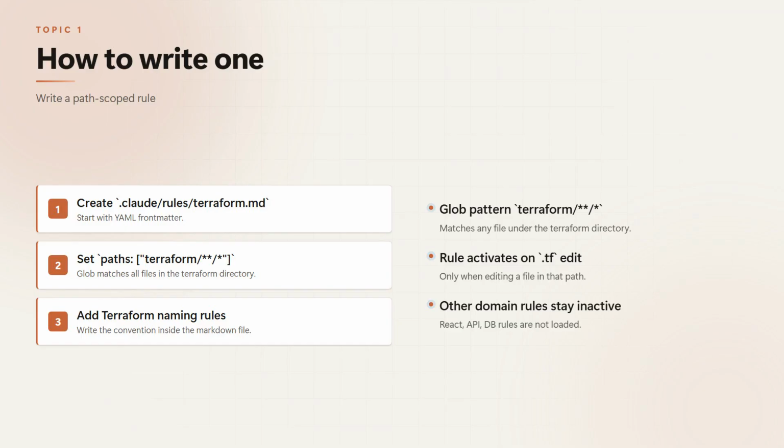The alternative, a single CLAUDE.md with a #terraform section, loses because the model must infer that section applies, and it still loads all other sections into context. The other three domains follow the same pattern, their globs are on the page.